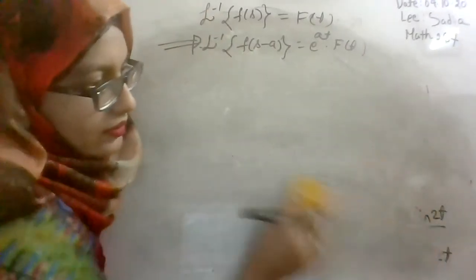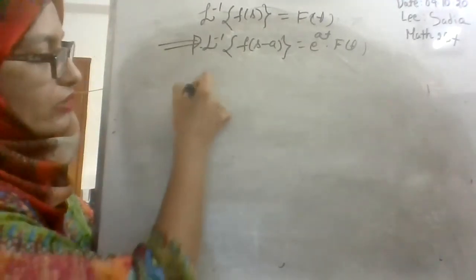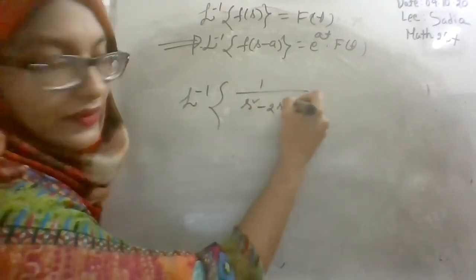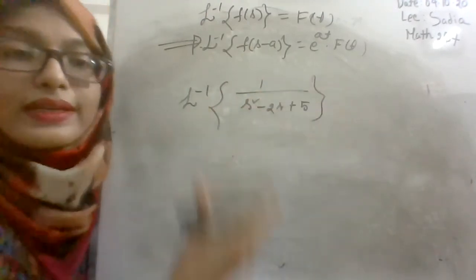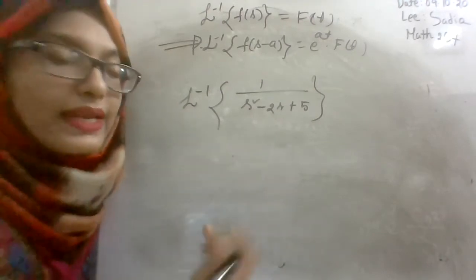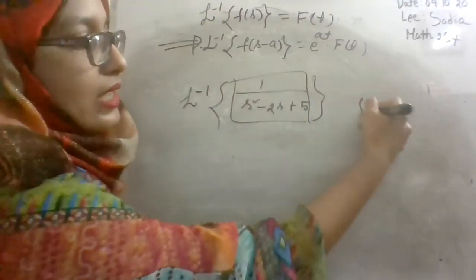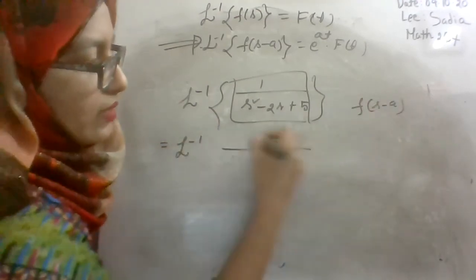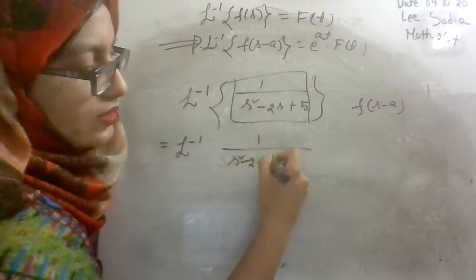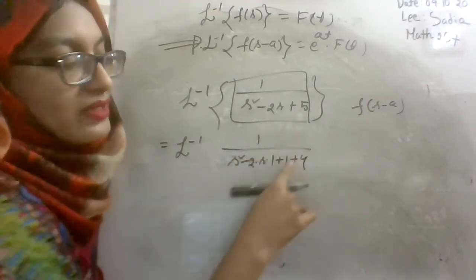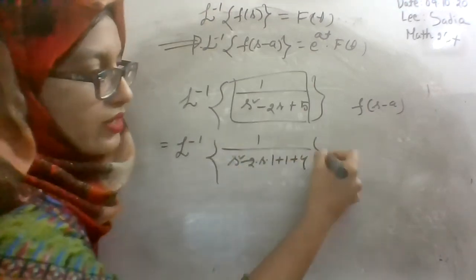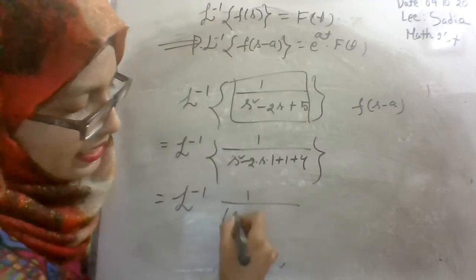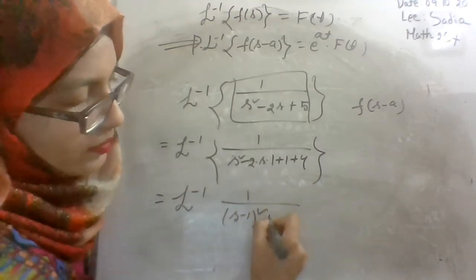And your given function is you have to find inverse Laplace transformation of 1 by s square minus 2s plus 5. So at first try to convert it in the form of f of s minus a. Try to convert this part into f of s minus a. So here write down this 5 as 1 plus 4. s square minus 2 into s into 1 plus 1 plus 4. 5 can be written as 1 plus 4. So from here we can find that this can be written as (s minus 1) whole square plus 4, right?